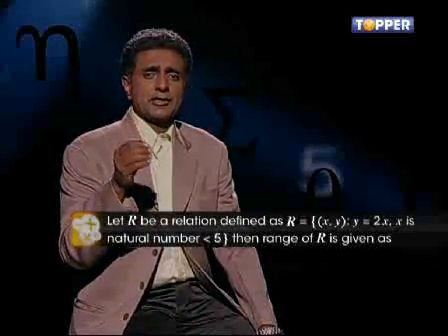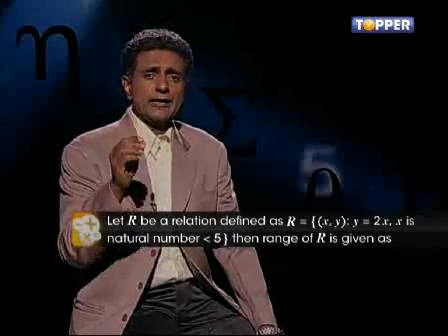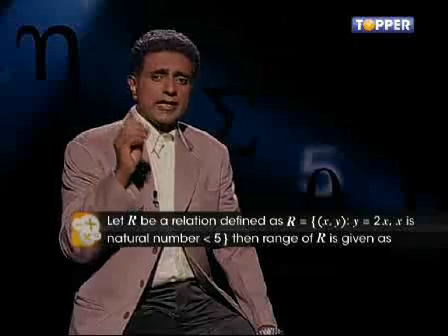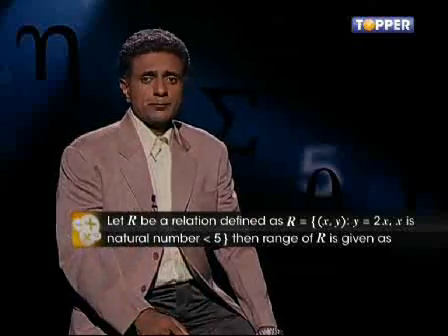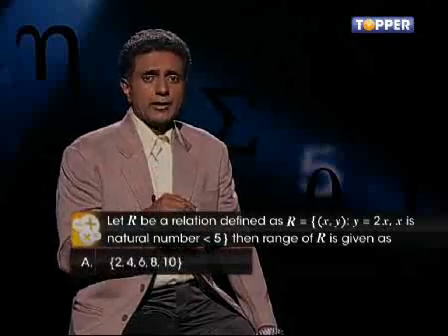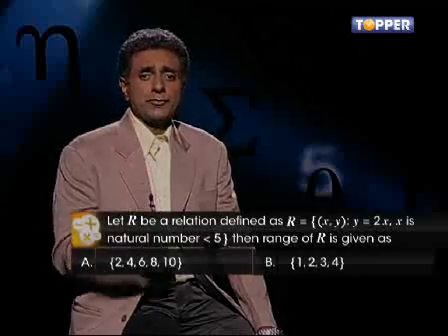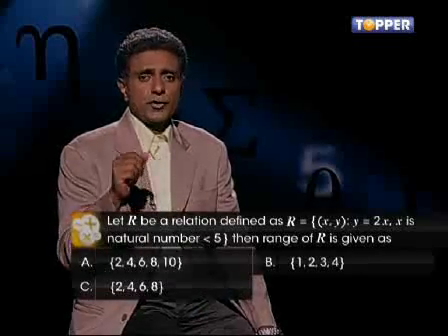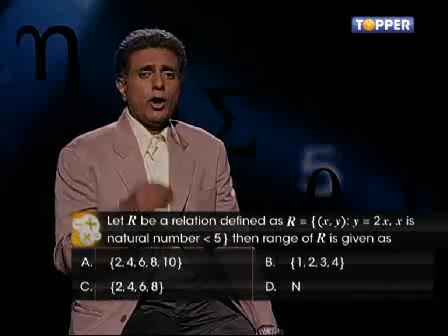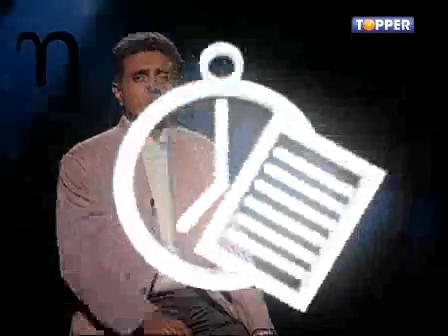And here's question 5. Let R be a relation defined as the set of ordered pairs (x, y) such that y is equal to 2x, x is a natural number less than 5. Then the range of the relation R is given as A, 2, 4, 6, 8, 10. B, 1, 2, 3, 4. C, 2, 4, 6, 8. D, all natural numbers n. C is the right answer.